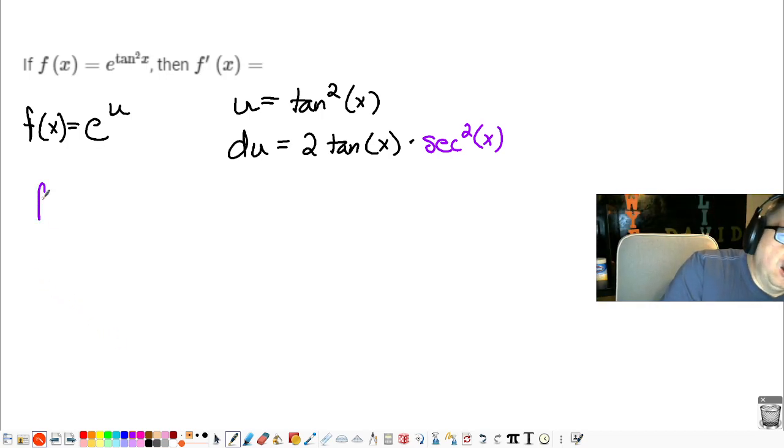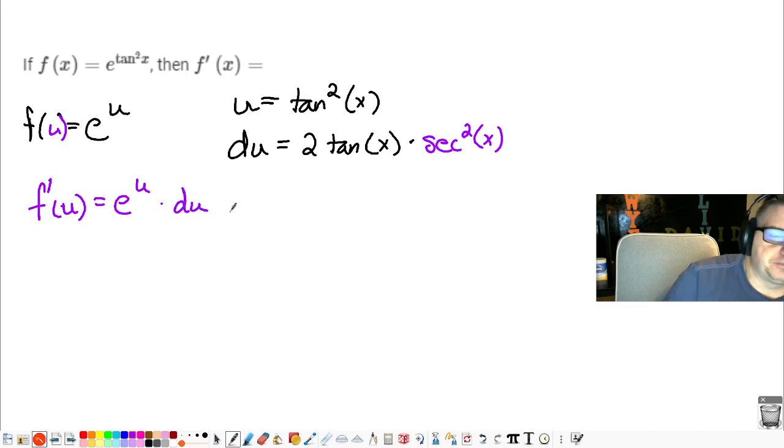So the derivative, I did that last time too. It's not x, it's what? It's u, so I should be putting the u there. So the derivative of e to the u with respect to u is e to the u times du.